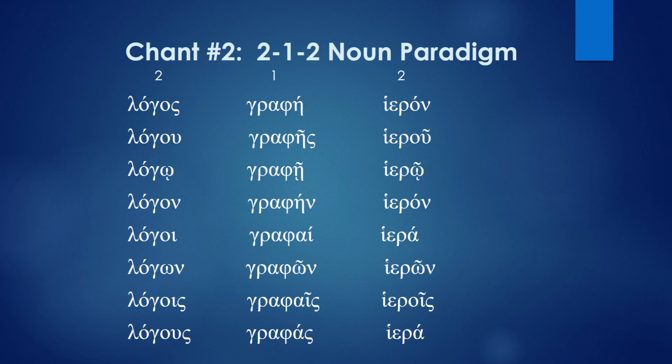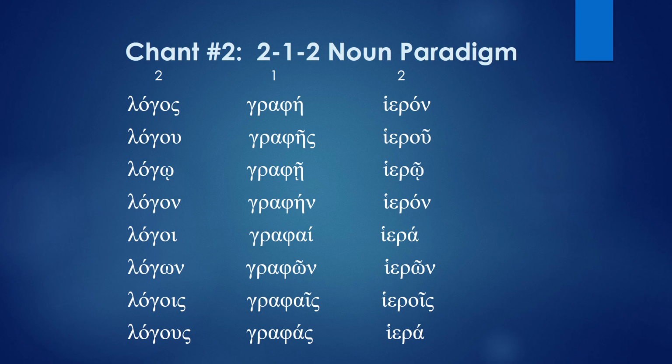Graphes, the genitive singular, of a writing. Graphe, the dative singular, to, by, for, at, with a writing. Graphane, accusative singular, writing when it's the object of the sentence.